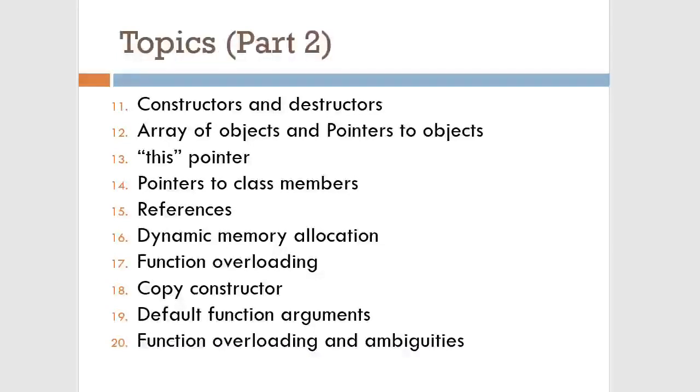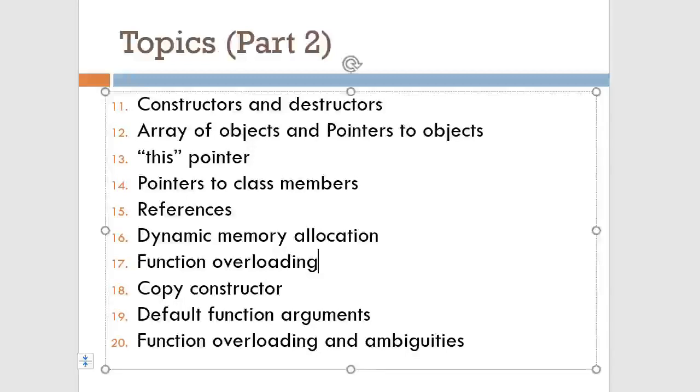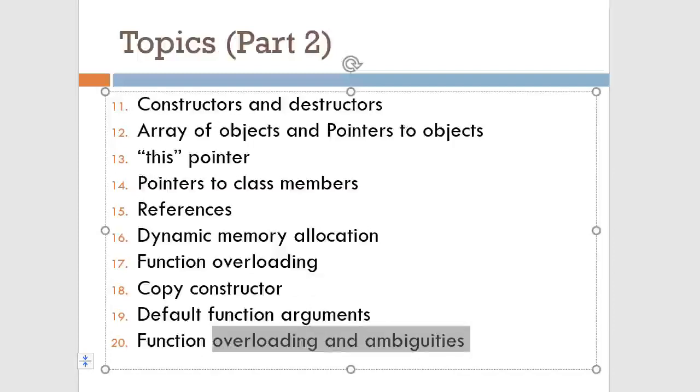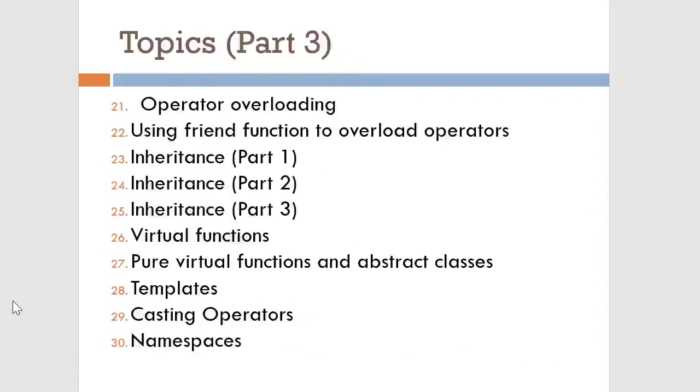Then we'll talk about the compile time polymorphism feature of C++ programming by understanding function overloading. We'll see the copy constructor and what default function arguments are. And finally, we'll understand the ambiguities present in function overloading.